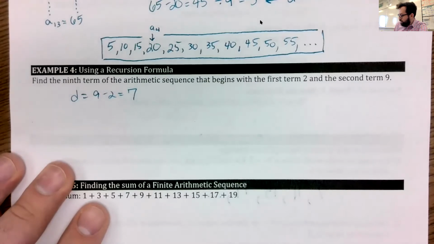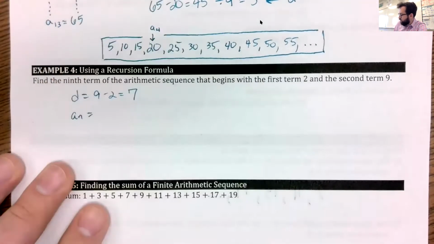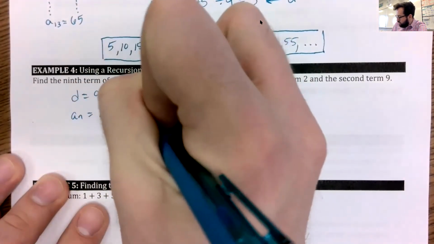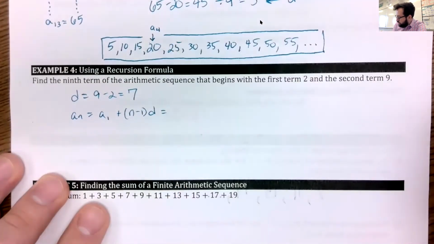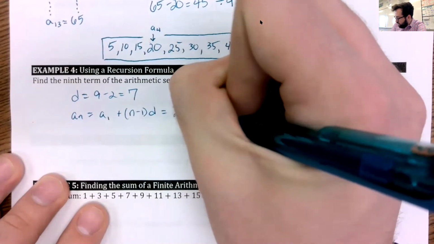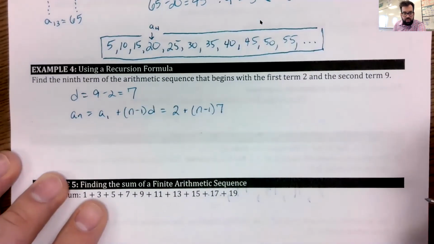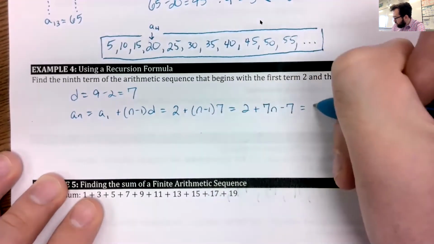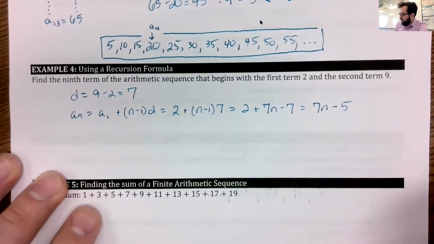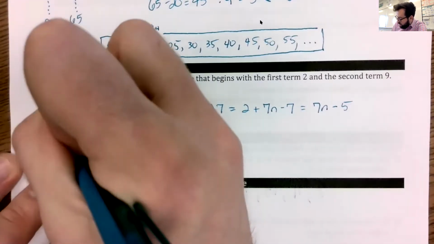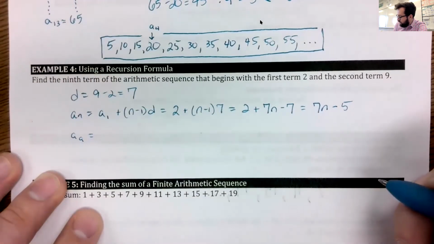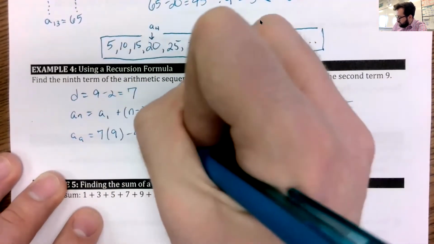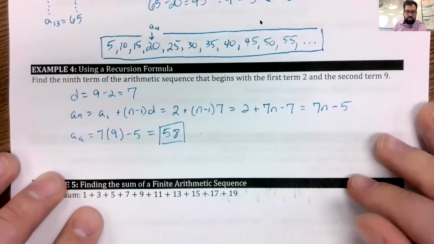So if I wanted to find the formula for a sub n, just like we did 2 examples ago, we can, right? Because we know the formula is a sub 1 plus n minus 1 times d. So I know the first term is 2, and the common difference is 7. So let's just make this look a little prettier. 2 plus 7n minus 7, we get 7n minus 5. And now if I wanted to find the 9th term, I'm going to find a sub 9 by plugging in 9 for n. So we do 7 times 9 minus 5, which is going to give us a 9th term of 58.